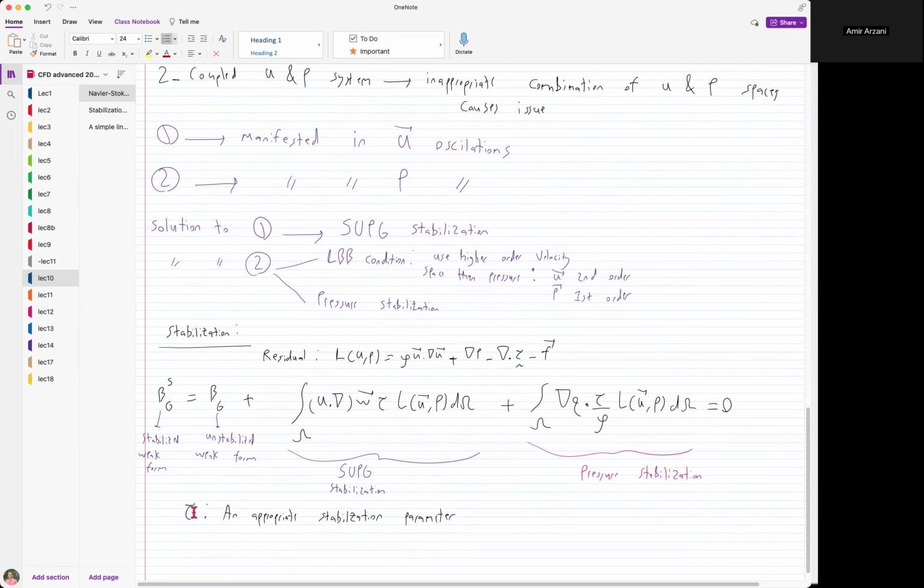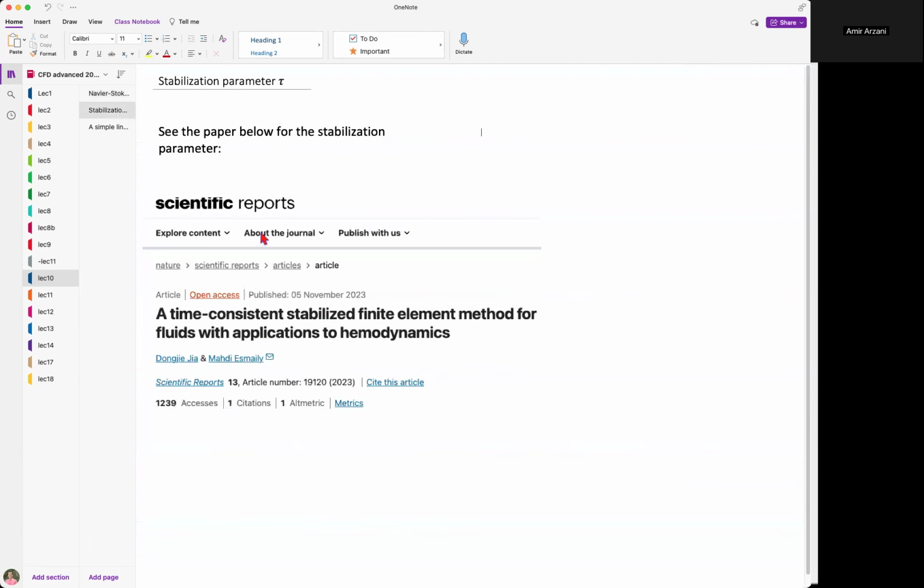If you'd like to see some details about this, I encourage you to read this very good recent paper that talks about these and proposes a more consistent and newer way of defining these parameters. I will provide a link to this great paper in the description box below, where you can learn more about how to select this parameter tau for CFD simulations using the coupled UP approach.